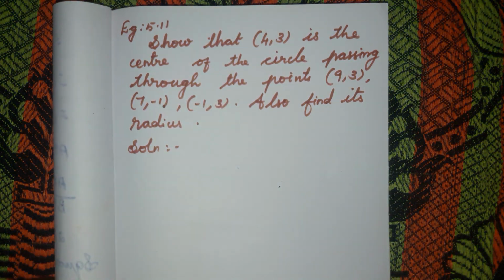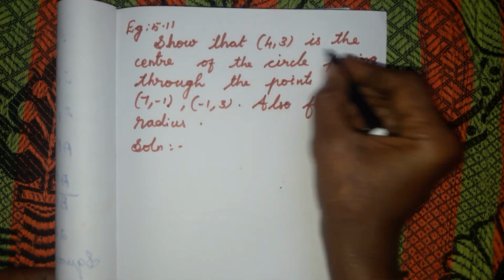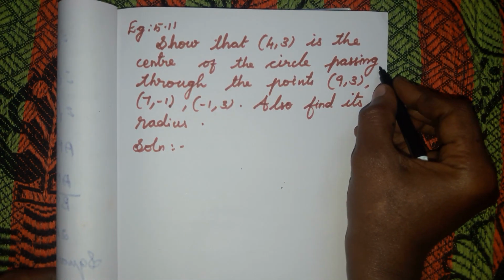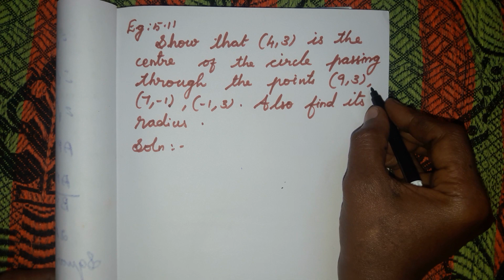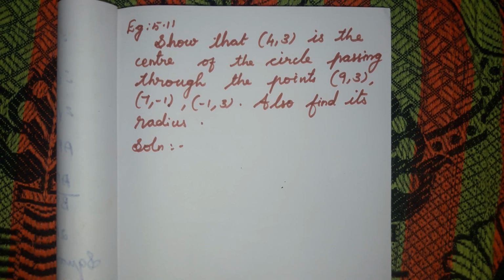Now, I am going to explain example 5.11. Find the center of the circle passing through the points (9, 3), (7, minus 1), and (minus 1, 3). Also find its radius.